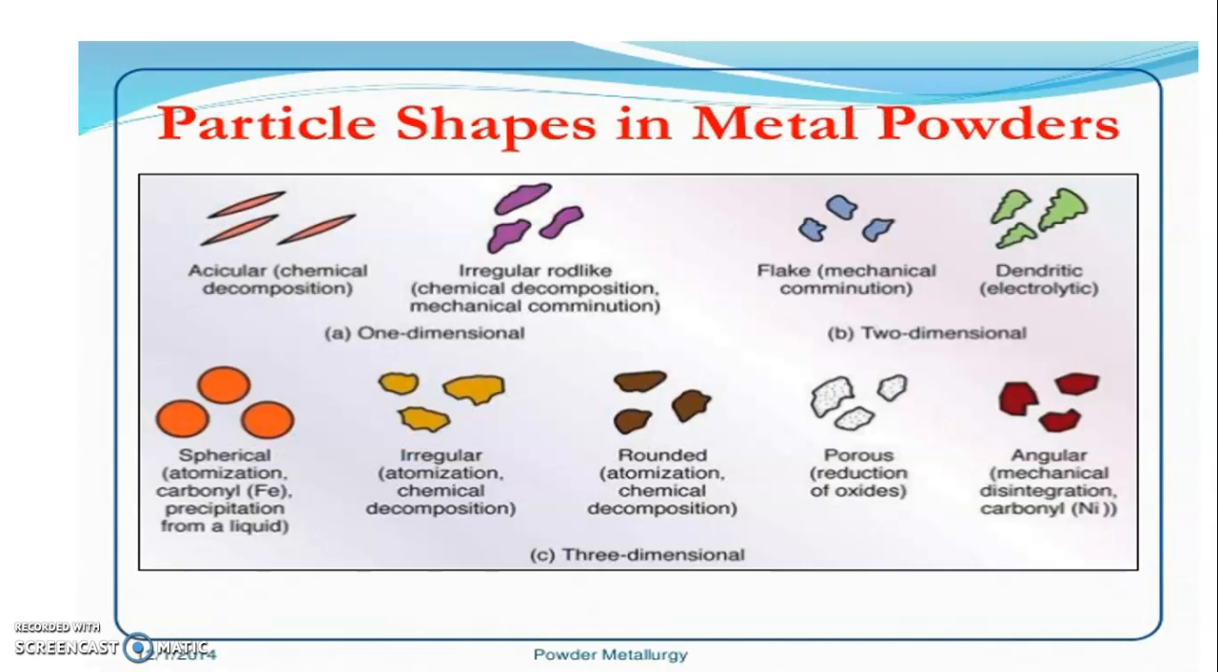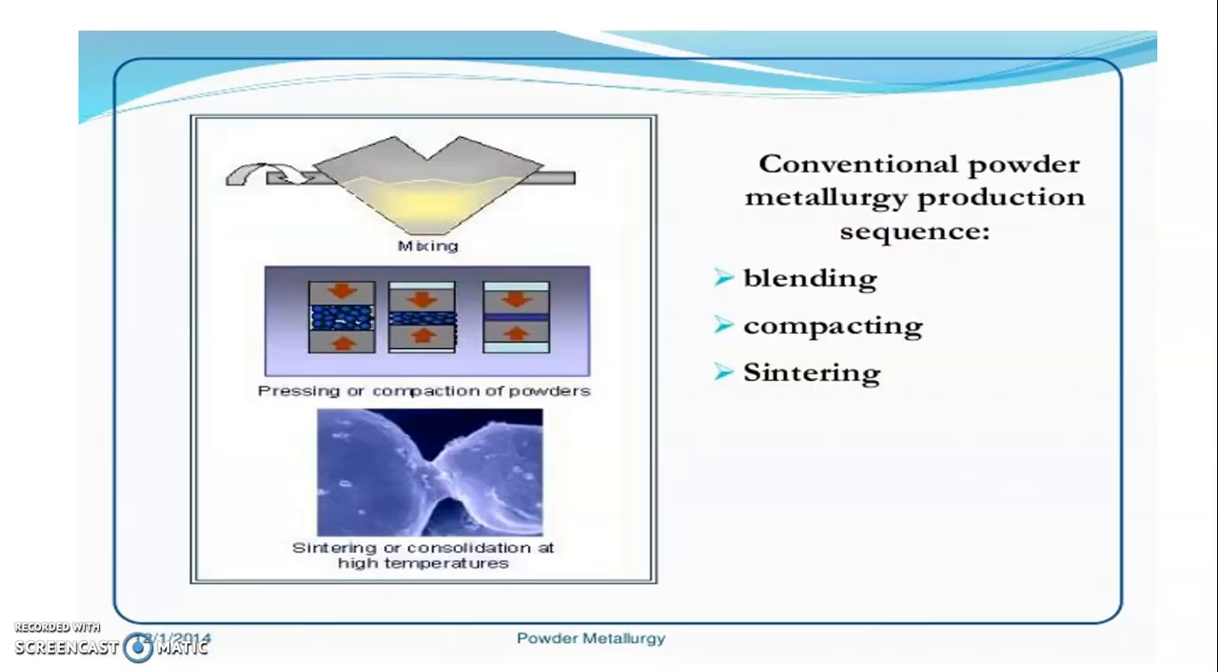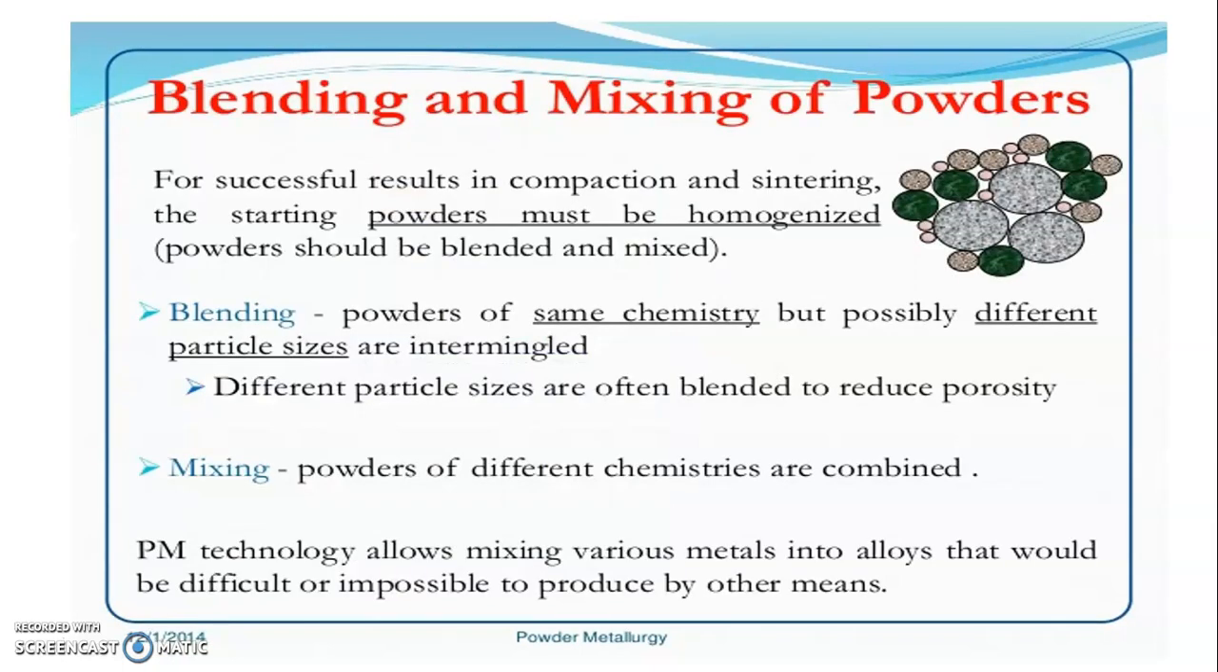Here you can see the particle shapes in metal powder: chemical decomposition, irregular, rod-like, flake, dendritic, and various shapes, three-dimensional, one-dimensional, and two-dimensional. These are the various particle shapes available in metal powders. Then all these powders are mixed in the mixer. After the mixture, blending will take place. Then the compacting process by pressing the powders. After that, sintering or consolidation at high temperature will take place.